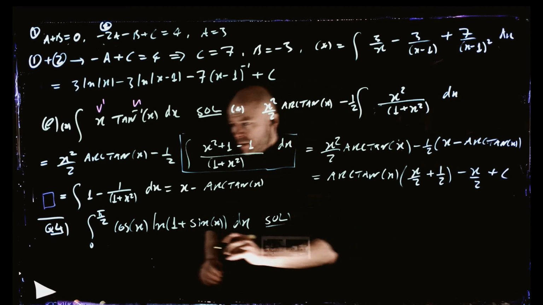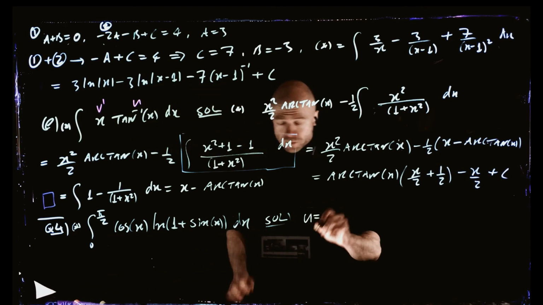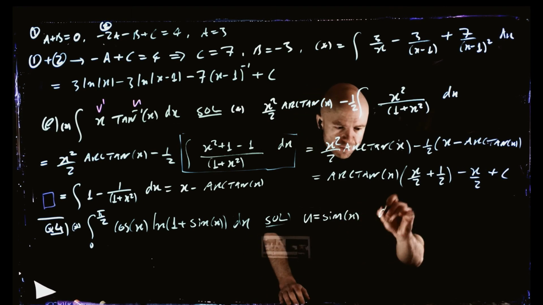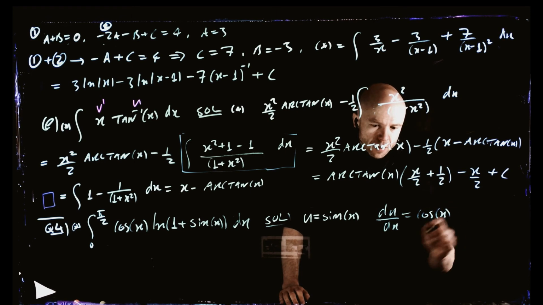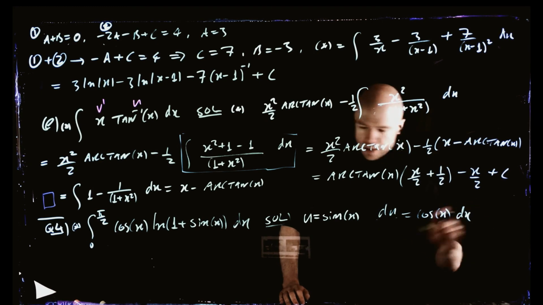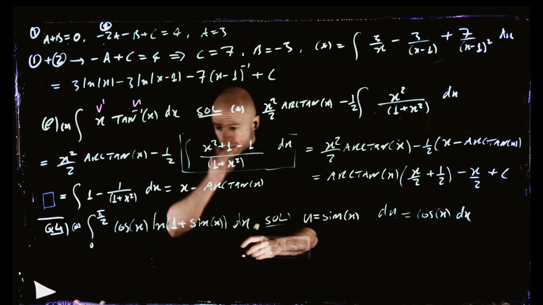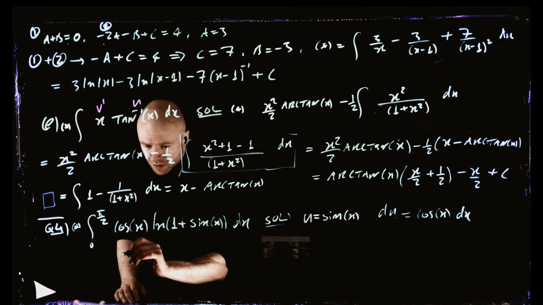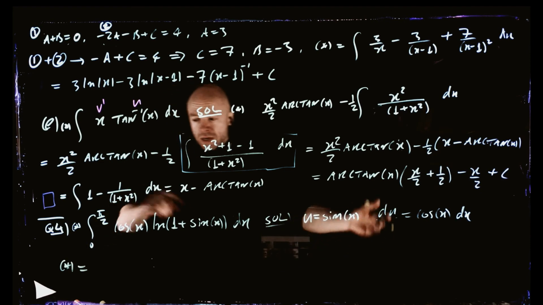So solution, let's call this thing star as normal. Let u be sine of x. Then du by dx is equal to cosine of x, so du equals cosine of x dx. And that's the structure that we have. Now we're going to try and turn this thing into an integral with respect to u. So then star becomes, we have to change around stuff.